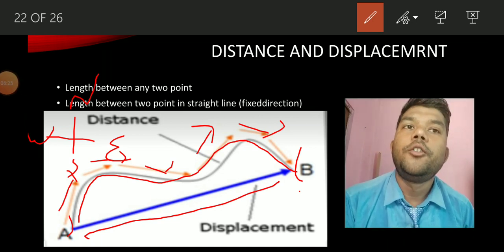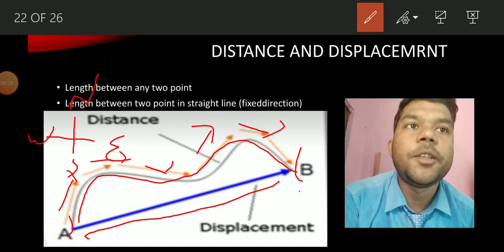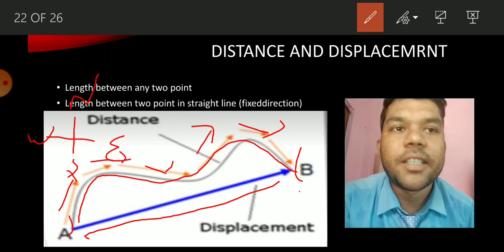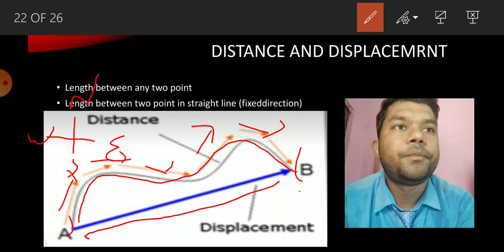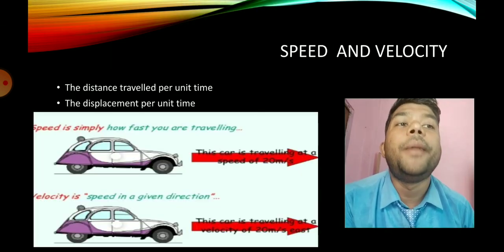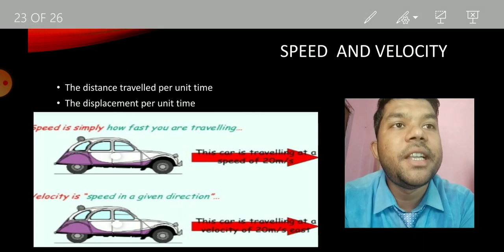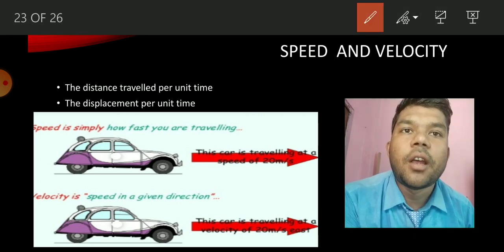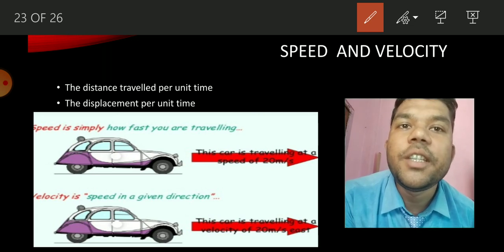Hope you understood the difference between distance and displacement, and how to identify distance and displacement. Next, now we'll discuss speed and velocity. Speed and velocity. Now speed is the distance traveled per unit time.